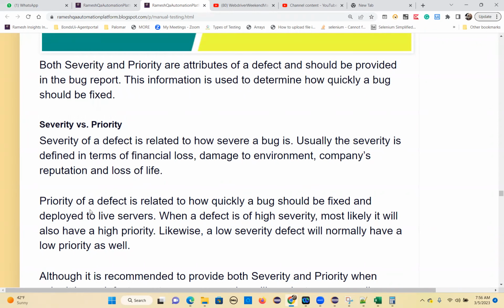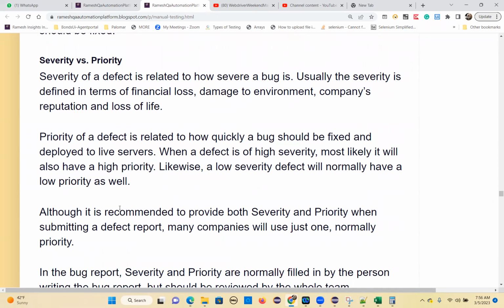And then deploy to live servers. So live servers is nothing but deploy to environments. You fix it and deploy to environment. So when a defect is of high severity, most likely it will be high priority. So a low severity defect will normally have a low priority.